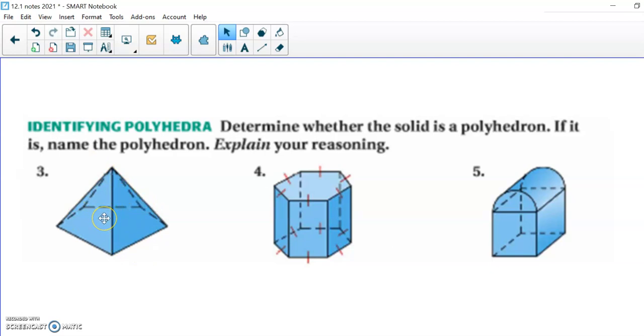Now that we know it's a polyhedron, we name it by its base. You can see this one has a pentagon as its base, and its sides are triangles, so we know it's a pyramid. So we would call this one a pentagonal pyramid.